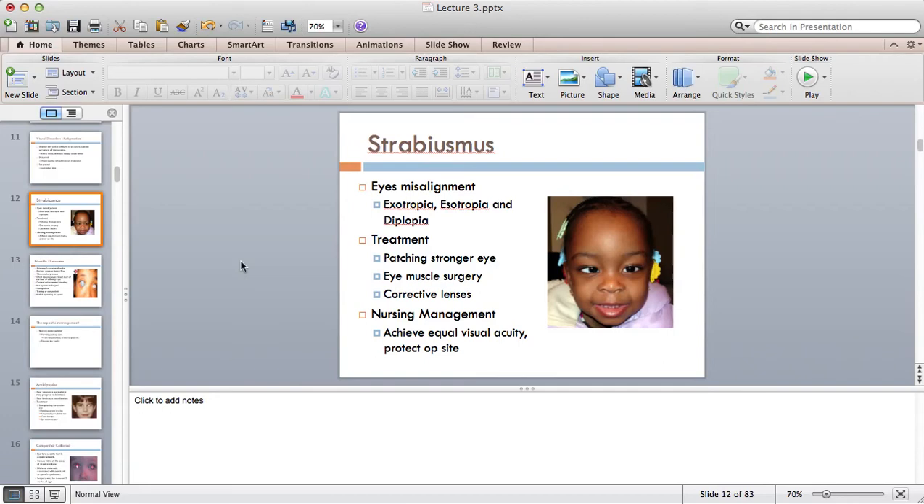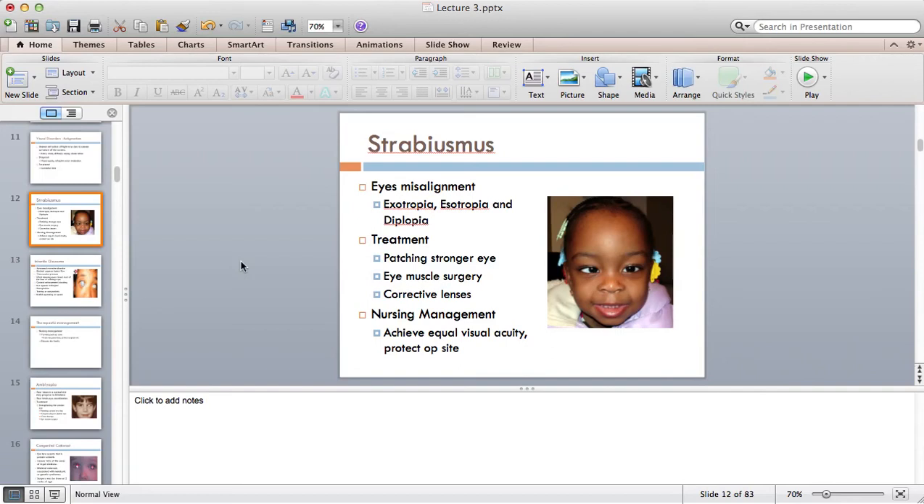Without doing that, this one is weak, and the stronger one will pull it. So this is not functioning. So the patch covers the strong one. So now you go on vacation, and when you come back from vacation, this one will start to pick up. So that's what she's seeing in this particular one. And then again, they can augment it with corrective lenses.